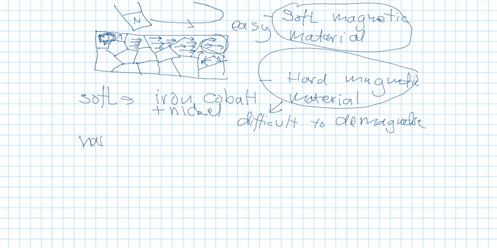Hard would be steel. Now, steel contains iron to a large extent, but in addition to iron it also has carbon. Once the domains have been persuaded to go in the same direction, the carbon atoms inside make it more difficult for these electrons and these domains to rearrange themselves.